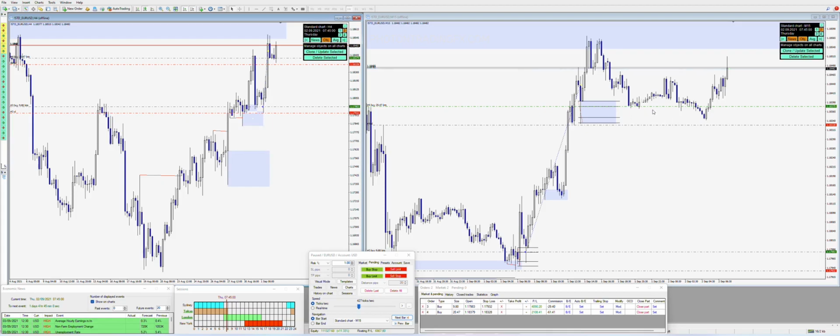Now, we haven't got the best entry, because it's quite a wide entry. But if I was looking at this now and if I wasn't already in it, what I like about this is we've pulled back, we've mitigated this POI, and now we've essentially broken this internal structure to the upside. Coming to the London session, I'd probably be looking at setting an order on this low, but obviously we're already in a trade that we haven't removed any risk from, so I'll be leaving that there. Let's play this forward a little bit and see how it develops.